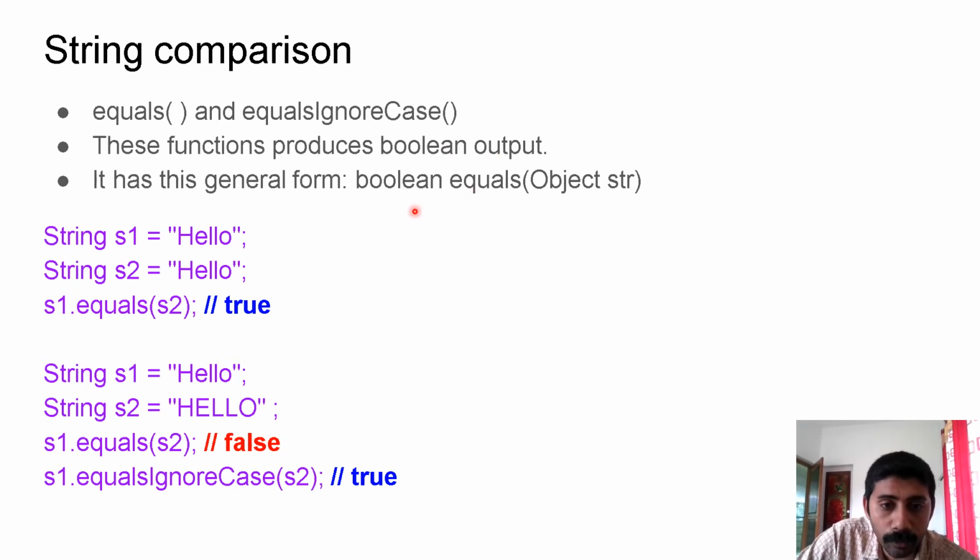It has this general form, boolean equals, object. Here string s1, s2. So s1 dot equals s2 means it is actually checking the content. Hello is matching with this hello, so it will produce true. In this case both are hello only, but the case is different. If I check s1 dot equals s2, it will produce false because the case is not matching. But there is another version, equals ignore case, so that will give you true.